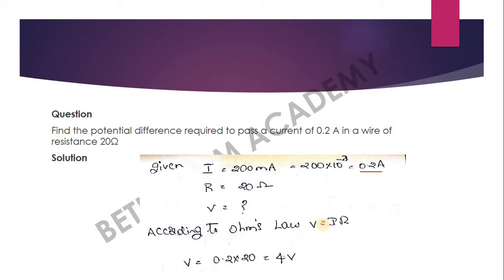According to Ohm's law, we know V is equal to IR. So substitute the values of I and R in the formula. I is equal to 0.2 and R is equal to 20, and then V is equal to 4 volts.